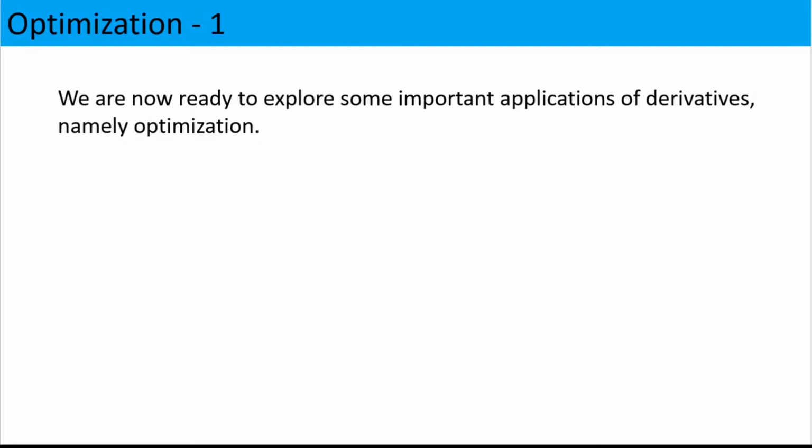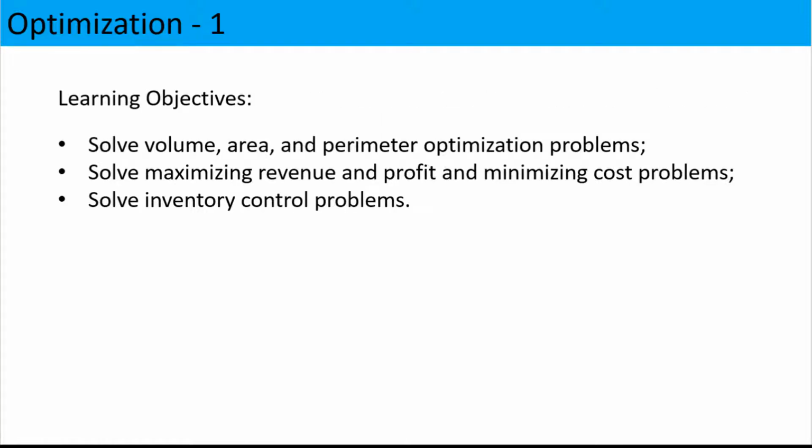This lesson is titled Optimization. We are now ready to explore some important applications of derivatives, namely optimization. The learning objectives for this lesson are: solve volume, area, and perimeter optimization problems. Solve maximizing revenue and profit and minimizing cost problems. And solve inventory control problems.